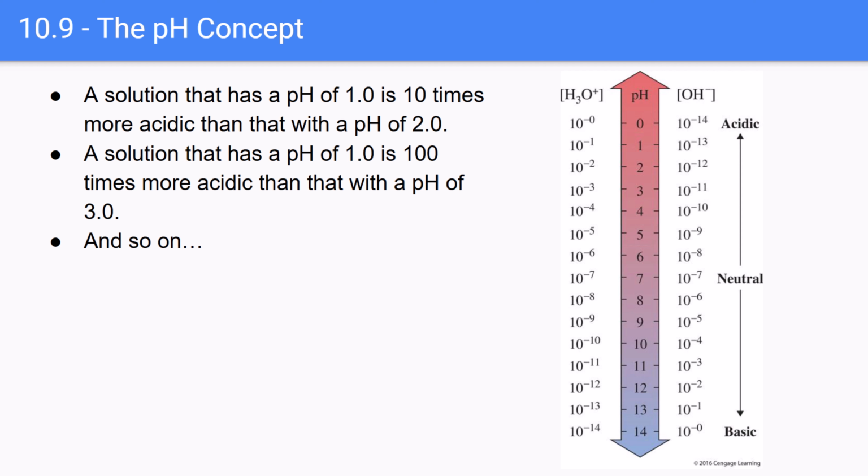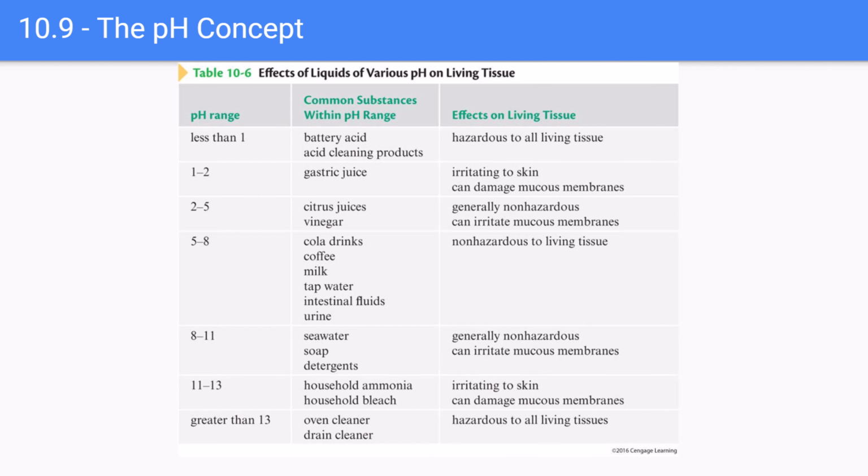It is a log-based scale. So a solution that has a pH of 1 is 10 times more acidic than one with a pH of 2. A solution that has a pH of 1 is 100 times more acidic than one with a pH of 3, and so on. So multiplied by 10, and they're multiplicative. So something to just keep in mind.